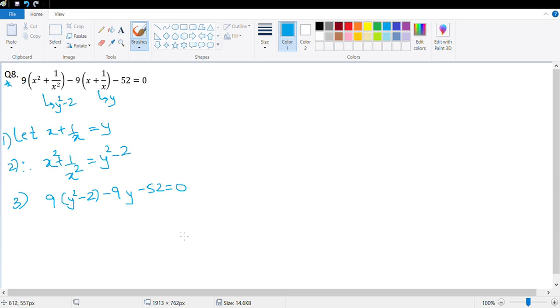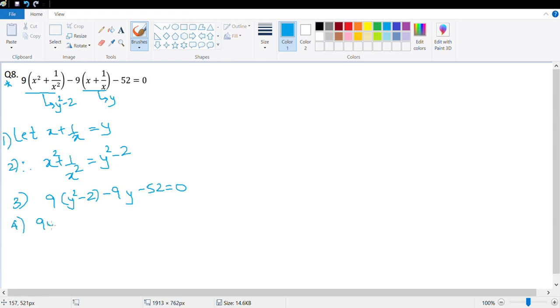Why are we doing all these complicated things? We are doing this because right now this is not in the form of a quadratic equation. A quadratic equation does not have a variable in the denominator. This one has, right? So that's why we are converting it into a quadratic equation. So let's open the bracket.